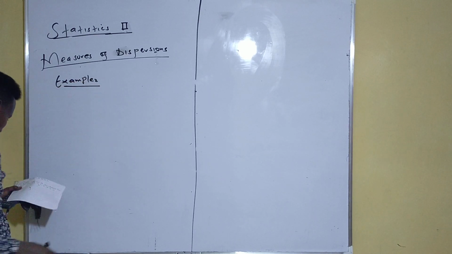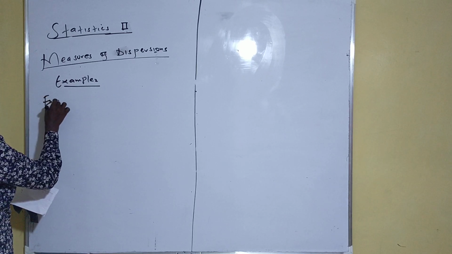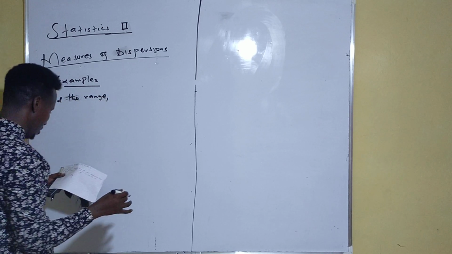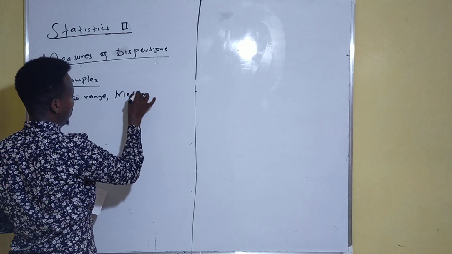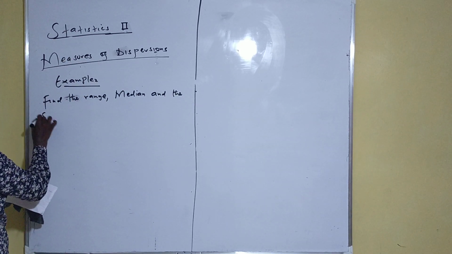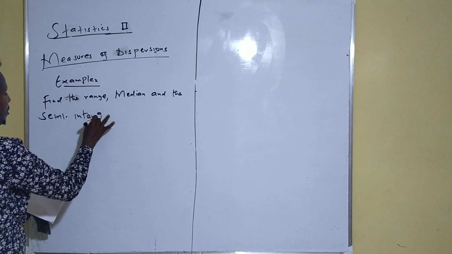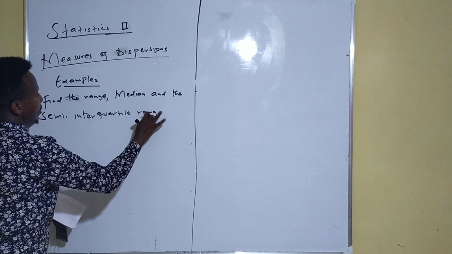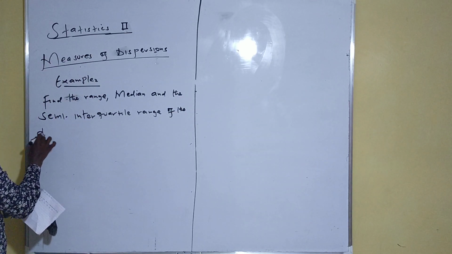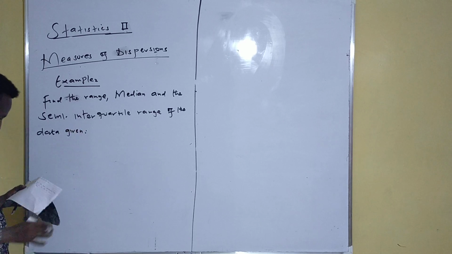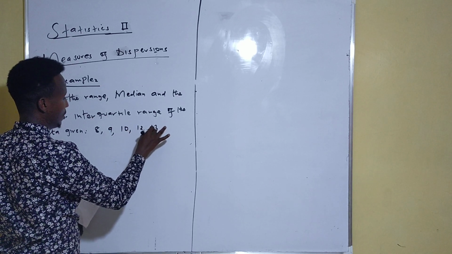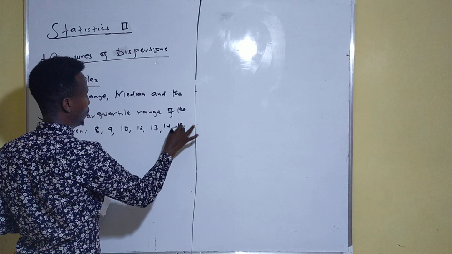Example 2. You're told: find the range, median, and the semi-interquartile range of the data given. This is the data: 8, 9, 10, 12, 13, 14, 15, and 17.